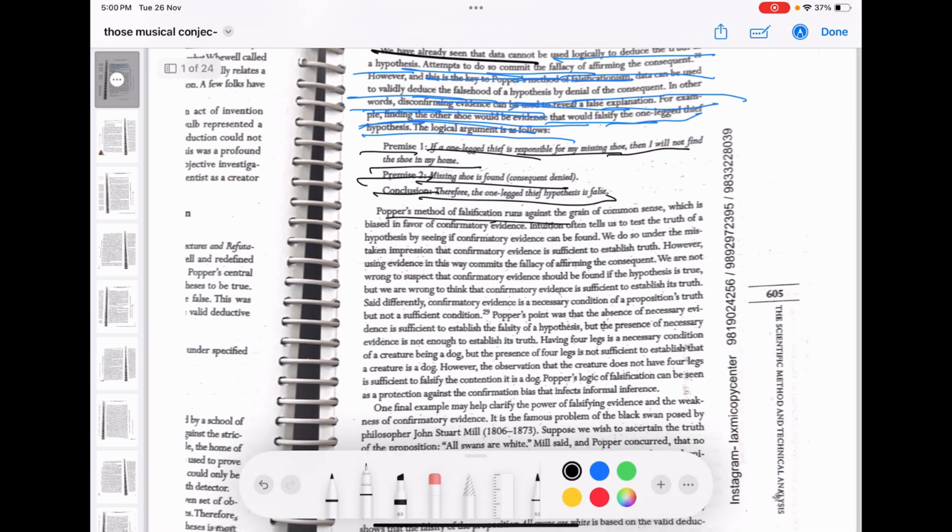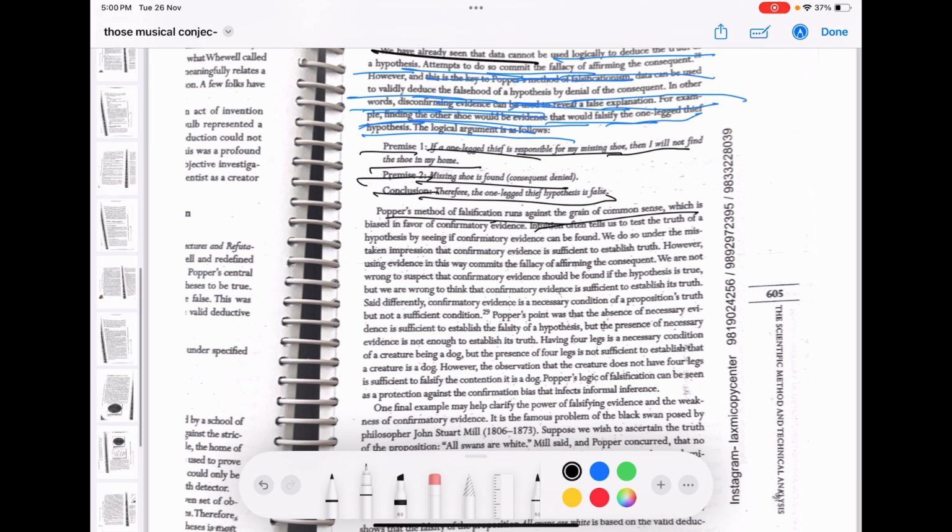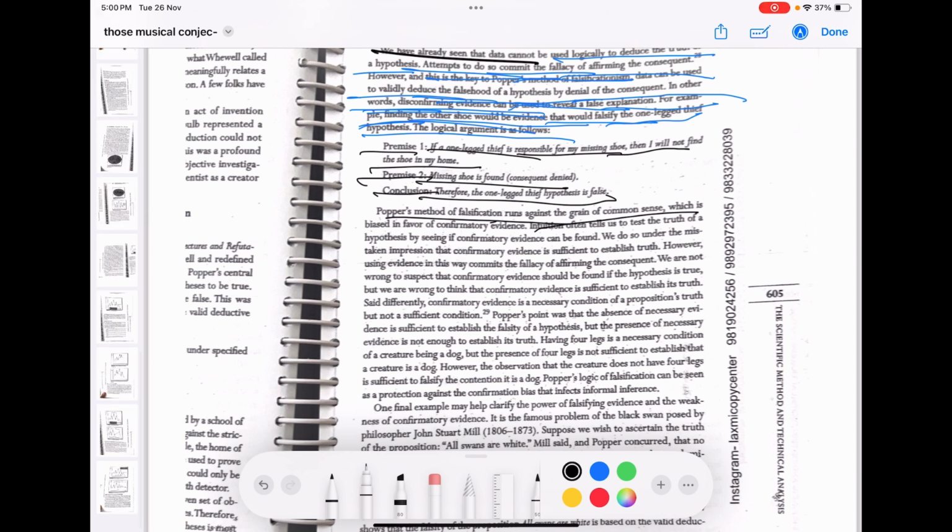Popper's method of falsification runs against the grain of common sense, which is biased in favor of confirmatory evidence. Intuition often tells us to test the truth of a hypothesis by seeing if confirmatory evidence can be found. We do so under the mistaken impression that confirmatory evidence is sufficient to establish the truth. However, using evidence in this way commits the fallacy of affirming the consequent.